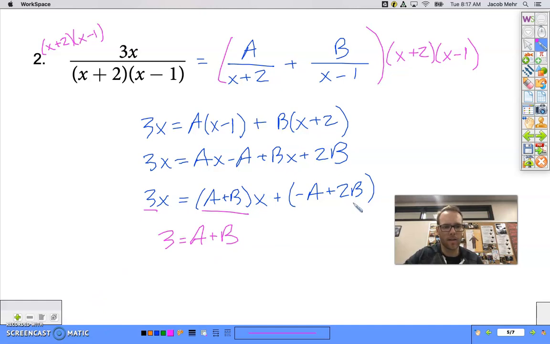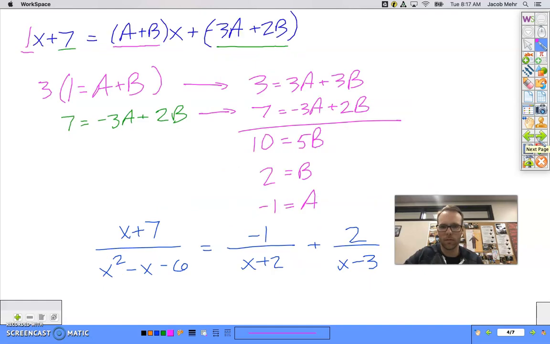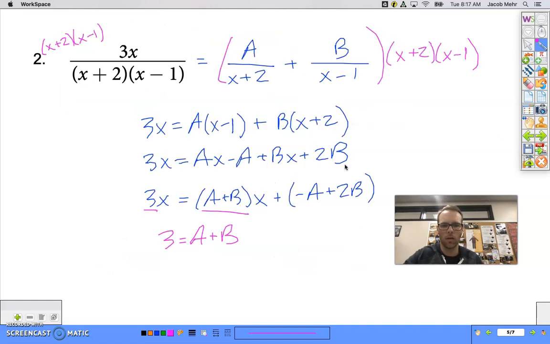Now, what about our constant term? If we look back at the last example, we said negative 3a plus 2b had to equal 7. Those were the constant terms. Well, here's our constant term on this side. What's our constant term on that side? And the answer to that is 0. The constant on this side is 0. So 0 equals negative a plus 2b. And here's my system that we can solve.